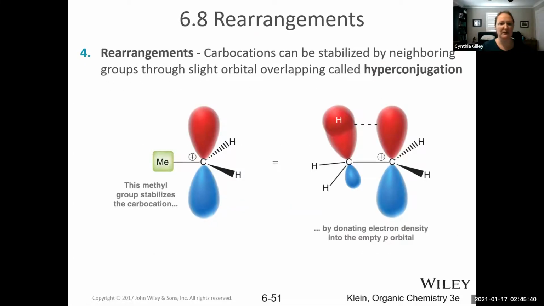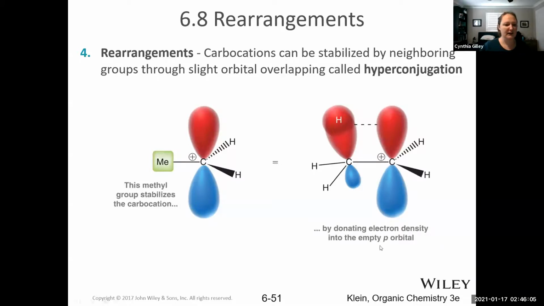Rearrangements. Rearrangements are common steps when you have carbocations that are formed in a reaction mixture. And we want to talk about why rearrangements happen and be able to show a rearrangement in a mechanism and predict when it's going to happen. Those are all important things to know about rearrangements.